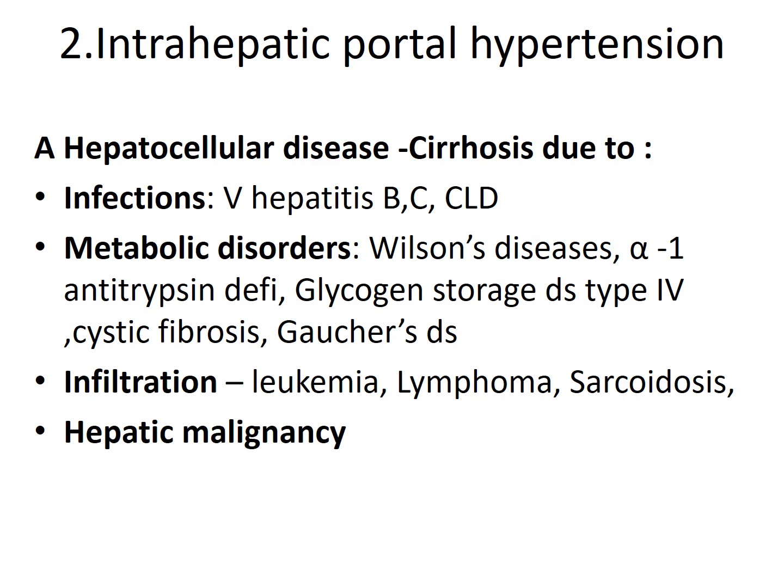Metabolic disorders like Wilson disease, alpha-1 antitrypsin deficiency, glycogen storage disease type 4, cystic fibrosis, Gaucher's disease. All these are inborn errors of metabolism, genetic diseases, which are usually diagnosed in the childhood period. Infiltration due to leukemic cells, lymphoma or sarcoidosis can also lead to cirrhosis, leading to hepatocellular disease and portal hypertension. And then hepatic malignancy is another cause.